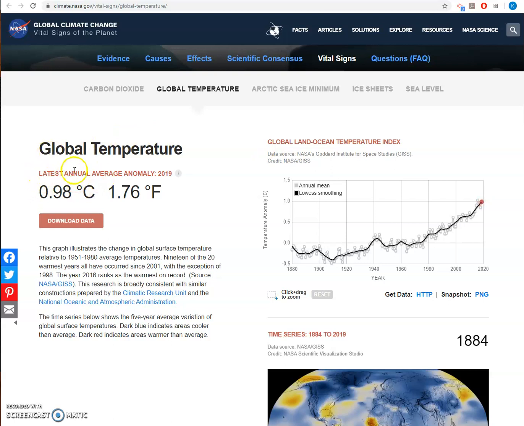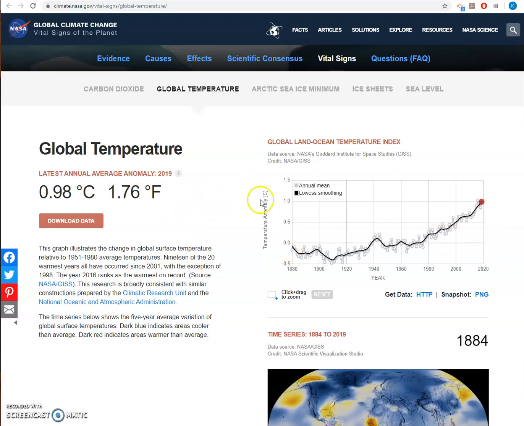So here it says latest annual average anomaly from 2019. And then here's a little dot where it says, here's an example, right? So an example of a temperature anomaly is how much warmer or colder than the long-term average a unit of time something is. So how much warmer than the average was the most recent year globally, right? So basically we're taking global average temperature, and anomaly means how different we are from that.